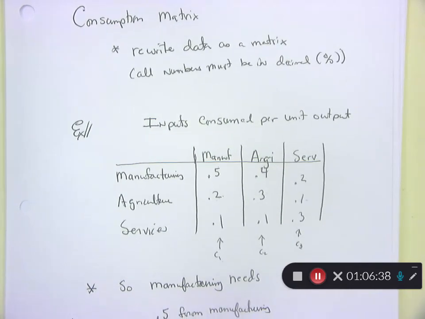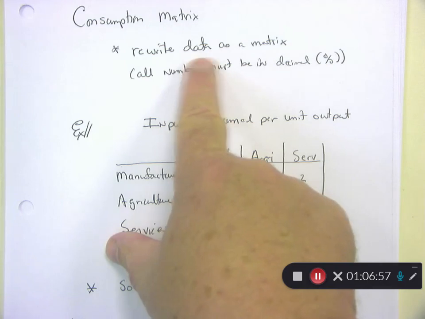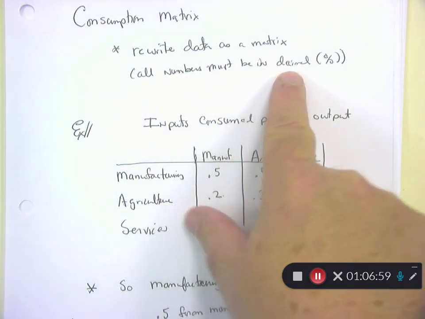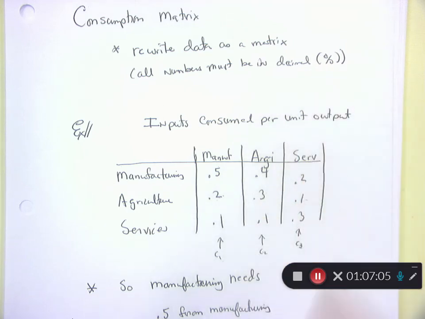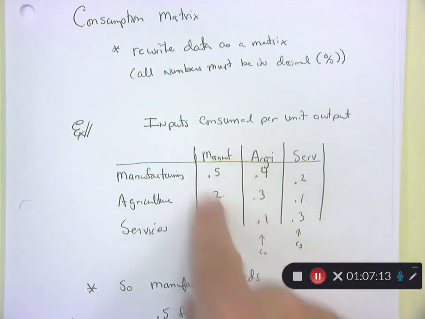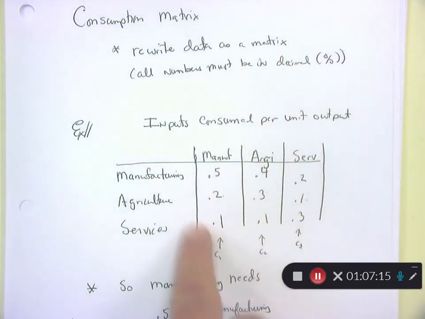Now, what you need for the Leontief input-output model is two things. You need the demand, and you need the consumption matrix. We're going to give you those things, but look at how they're given. For the consumption matrix, you're given some data, so rewrite the data as a matrix. All the numbers must be in decimal form. Typically they talk about the percentage, so you know it's a fraction of the total. The most you can ever get is a 1, which would represent 100%. So you're expecting decimals on this, and I want my decimals.